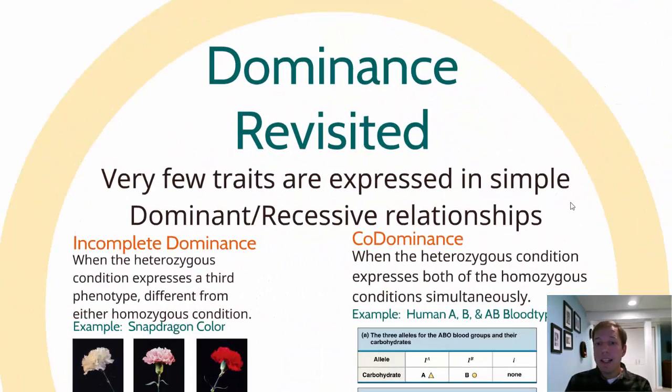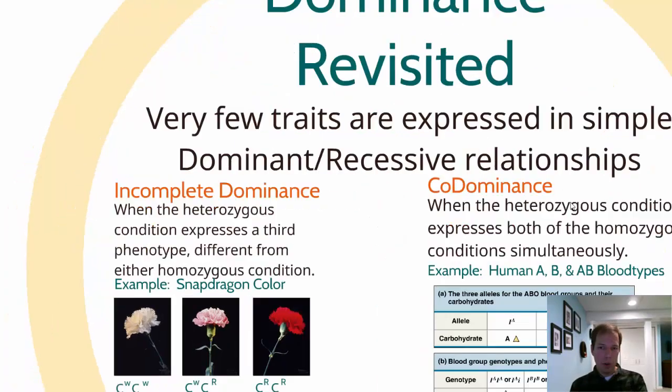So if we look at the idea of dominance, again, Mendel was using the pea plant, which is more of a model organism, meaning it's a little bit simpler, and as we look at human genetics and many other species, that dominant-recessive relationship is not something that we see happening commonly. That's more the exception than the rule.